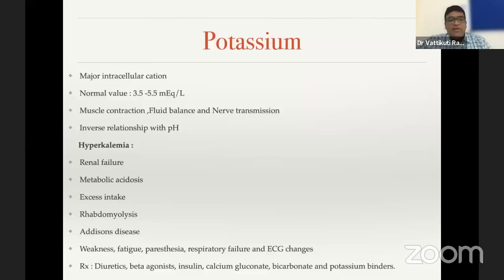And the treatment is with diuretics, which cause elimination of the potassium via the urine, and transcellular shifts by using salbutamol or insulin with glucose. All this will cause intracellular shift of the potassium from ECF to intracellular fluid. Membrane stabilizing agents to prevent arrhythmias include calcium gluconate and bicarbonate, and oral potassium binders like calcium polystyrene sulfonate, or K-bind, which will be given orally and will decrease the absorption of potassium from the gut.